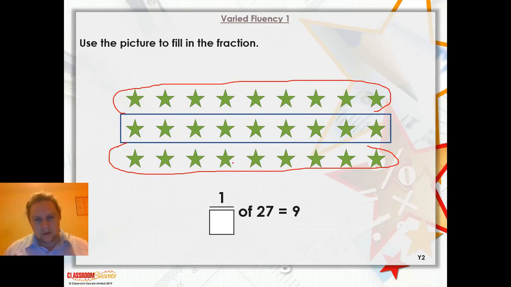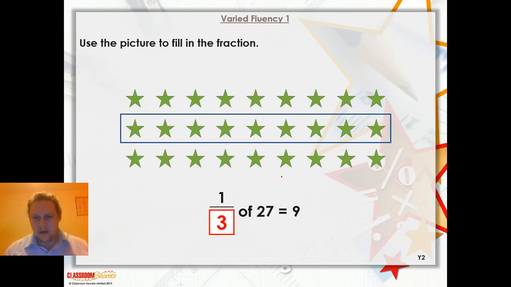We're dealing with thirds. At least we think we're dealing with thirds. Let's double check that we're right. If we are dealing with thirds, then there should be 9 in each group. Let's check. 1, 2, 3, 4, 5, 6, 7, 8, 9. We're dealing with thirds. So 1/3 of 27 equals 9. And yes, we're right.